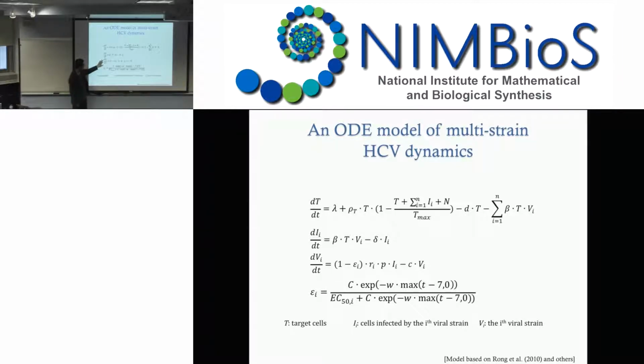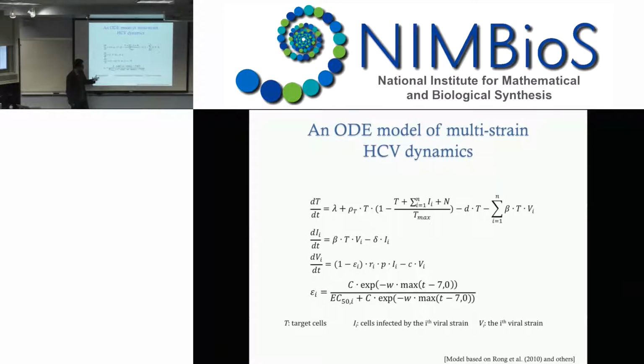And this is the equation describing the changes in the virus population. P is the production, so production from infected cells. Ri here is a dimensionless parameter that models the relative fitness of different virus strains. So for wild type, this number is 1. This is 1 minus epsilon, where epsilon is the drug efficacy. This drug efficacy can be calculated using this Emax model.